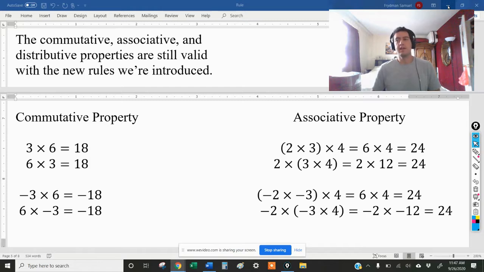So for example, if the signs are the same, then the answer would be positive. For instance, -3 times -5, both of those are negative. So if I'm multiplying, then the answer would be a positive. So -3 times -5 would be positive 15, but positive 3 times -5 would be -15, because in that case, the signs were different, and when we multiply or divide with two numbers that have different signs, the answer will be negative. So these are new rules that you have to remember.